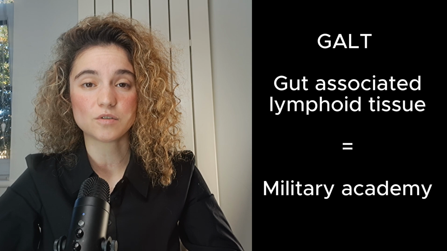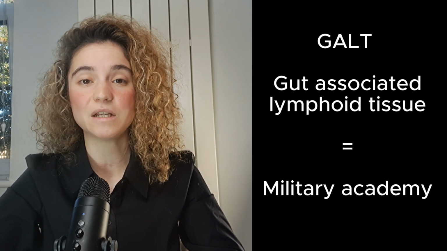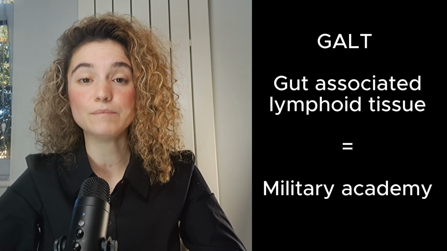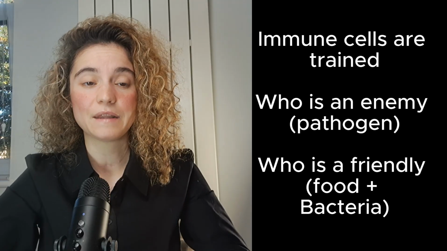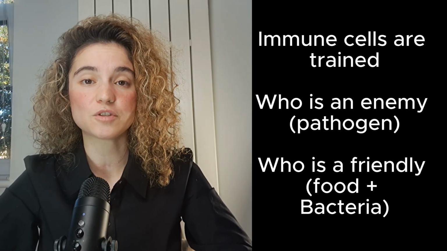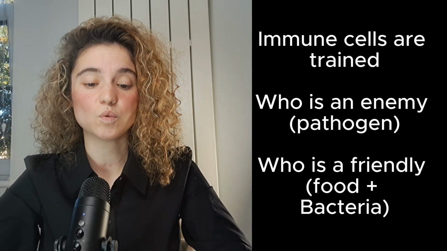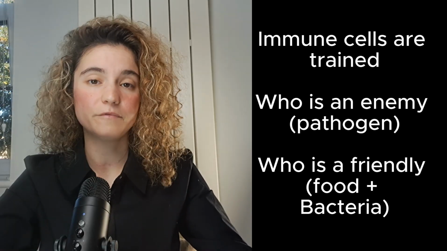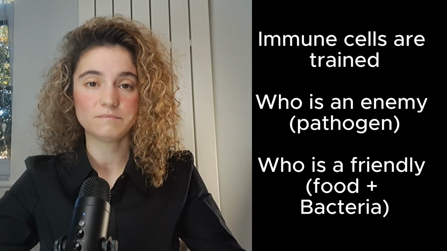So firstly, I would like you to think of the GALT, so the gut-associated lymphoid tissue, as a military academy. Okay, so this is where immune cells are trained, and they learn which faces are pathogens, so enemies, and also which are allies, so food and commensal bacteria.